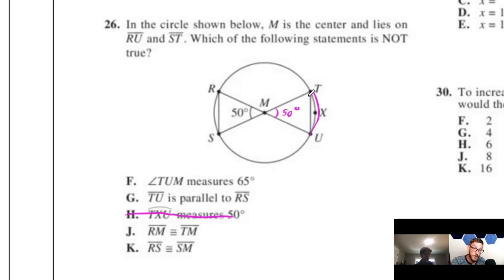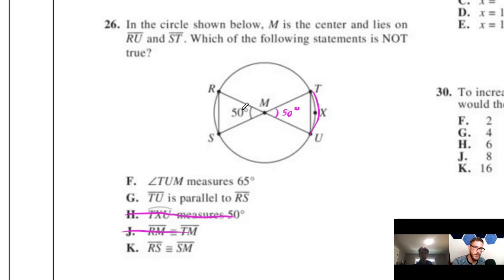Okay. RM is congruent to TM. That one obviously is true because those are both radiuses, radii. So we know that is true. RS and SM. Okay, so that's the one that doesn't have to be true. It could be true. We can't prove that it's not true, but we also, oh, you know what? Actually, we can prove it's not true.